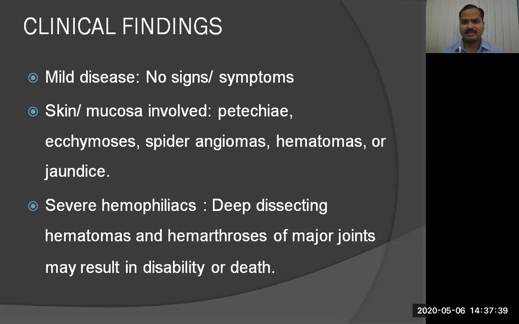What is a deep dissecting hematoma? A deep dissecting hematoma is a hematoma which is formed in the soft tissues, especially the muscles or the various fascial planes, and it dissects those planes. That is why it is called a dissecting type of hematoma.